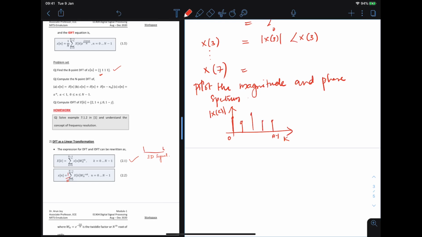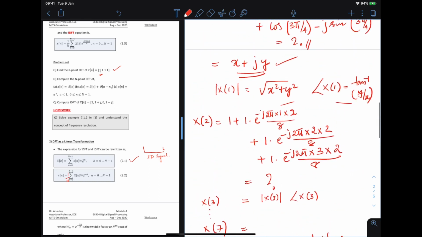This will be your magnitude spectrum, while your phase spectrum might also be something like this, where here you have the angle of X of k, and that also will be from 0 to N minus 1, something like this, maybe just an example. So this is how you need to tackle this particular solution.